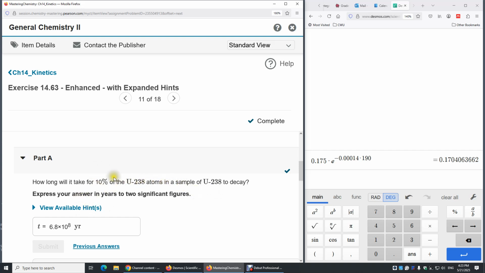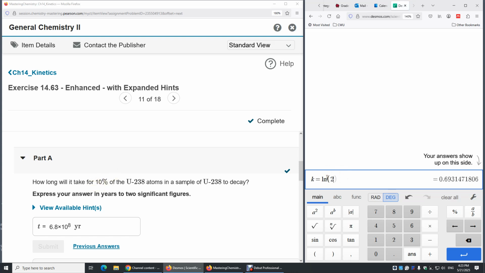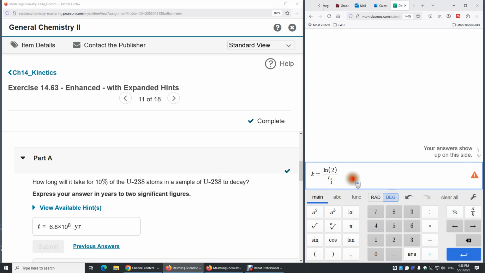Over here, 10%. So what we can do is we first compute the rate constant. K is ln2 over half-life. We do have the half-life, and then we'll get k. And then we'll use a second equation.